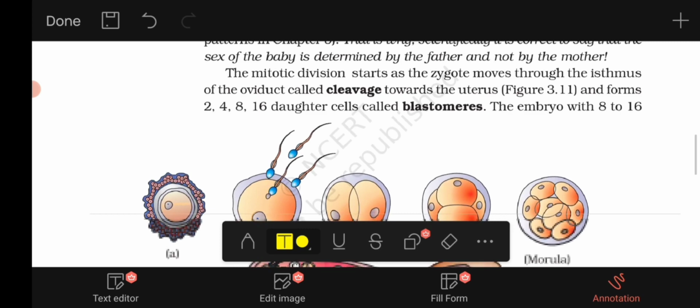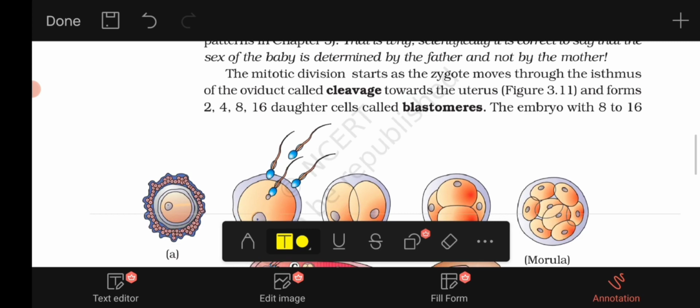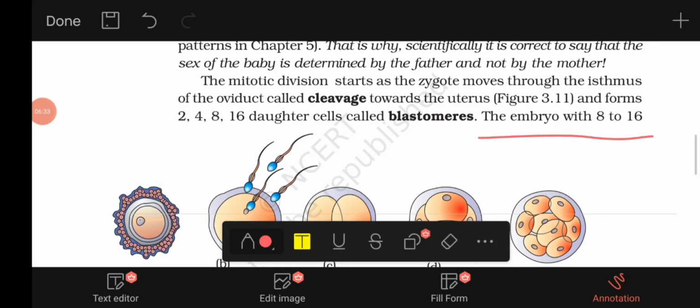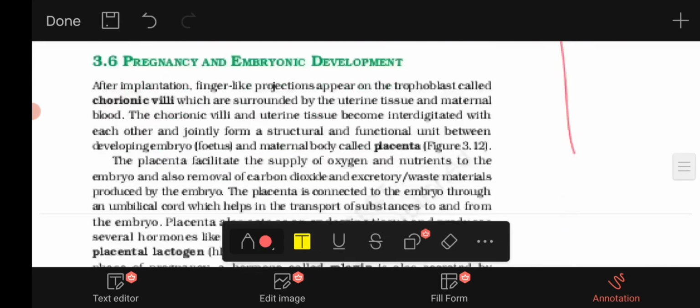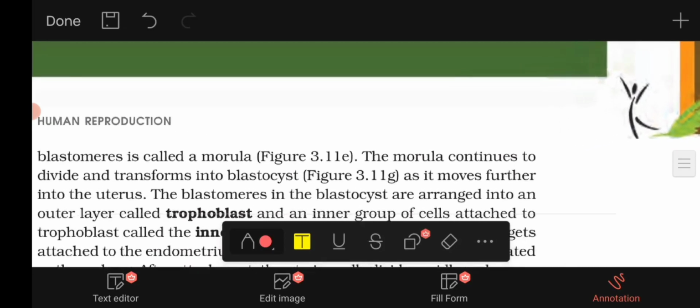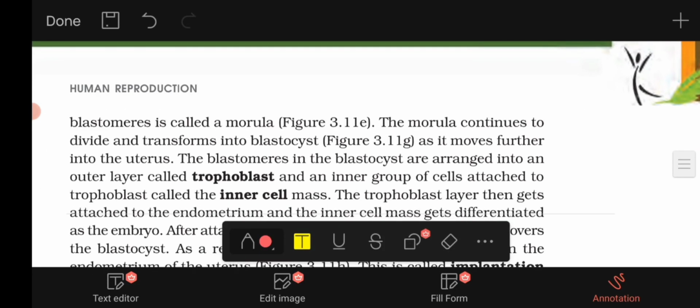Mitotic division starts as the zygote moves through the isthmus, the narrow part of the fallopian tube or oviduct, called cleavage, towards the uterus, and forms 2, 4, 8, 16 daughter cells called blastomeres. The structure is called a blastula. The embryo with 8 to 16 blastomeres is called the morula. So there are 2, 4, 8 and many more cells called blastomeres, and this 8 to 16 cell stage is called the morula.